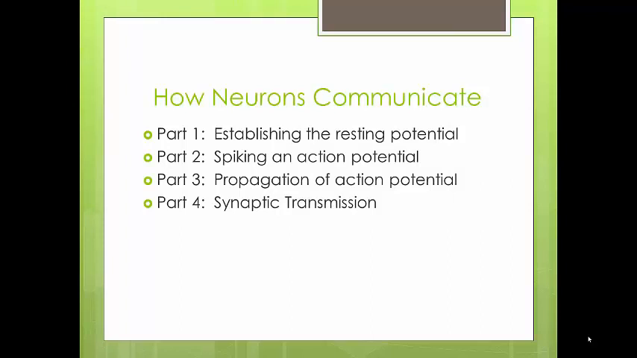And we're going to do this in 4 really easy parts. First, we're going to talk about what's going on in the neuron when nothing really is happening, which is called establishing the resting potential. And once you understand that, everything else is kind of variations on the theme. So we'll do the resting potential in some detail and then try to refer back to that and elaborate upon it as we go through the subsequent parts.